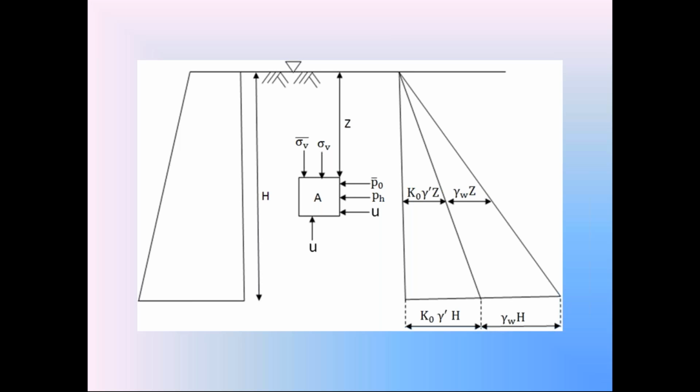Here also, in the second condition also, we consider the soil element in the backfill. So check this soil element. In this saturated condition also, the water table is at the top of the backfill. We consider the soil element at a depth z from the top of the backfill. This soil element is subjected to the total vertical stress sigma V. So please focus on the sigma V on the soil element A. Sigma V is called the total vertical stress on the soil element.